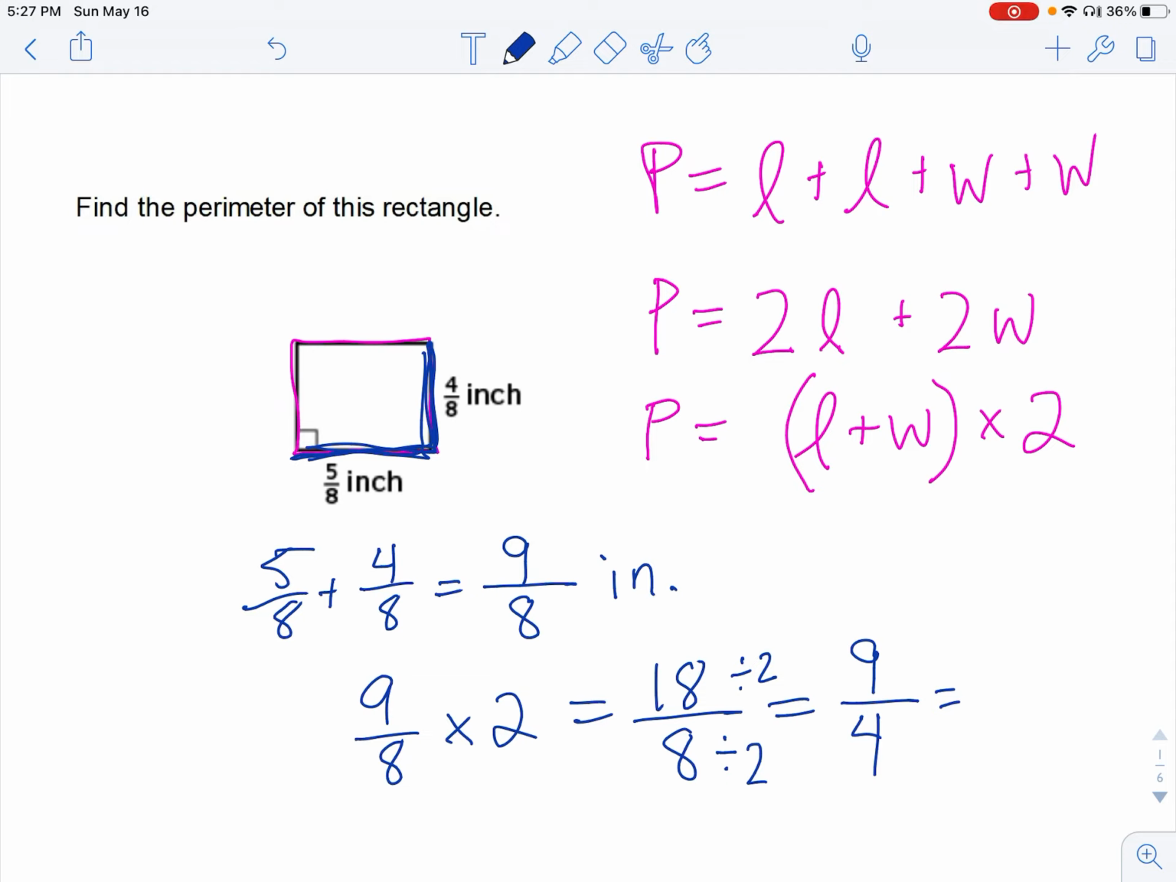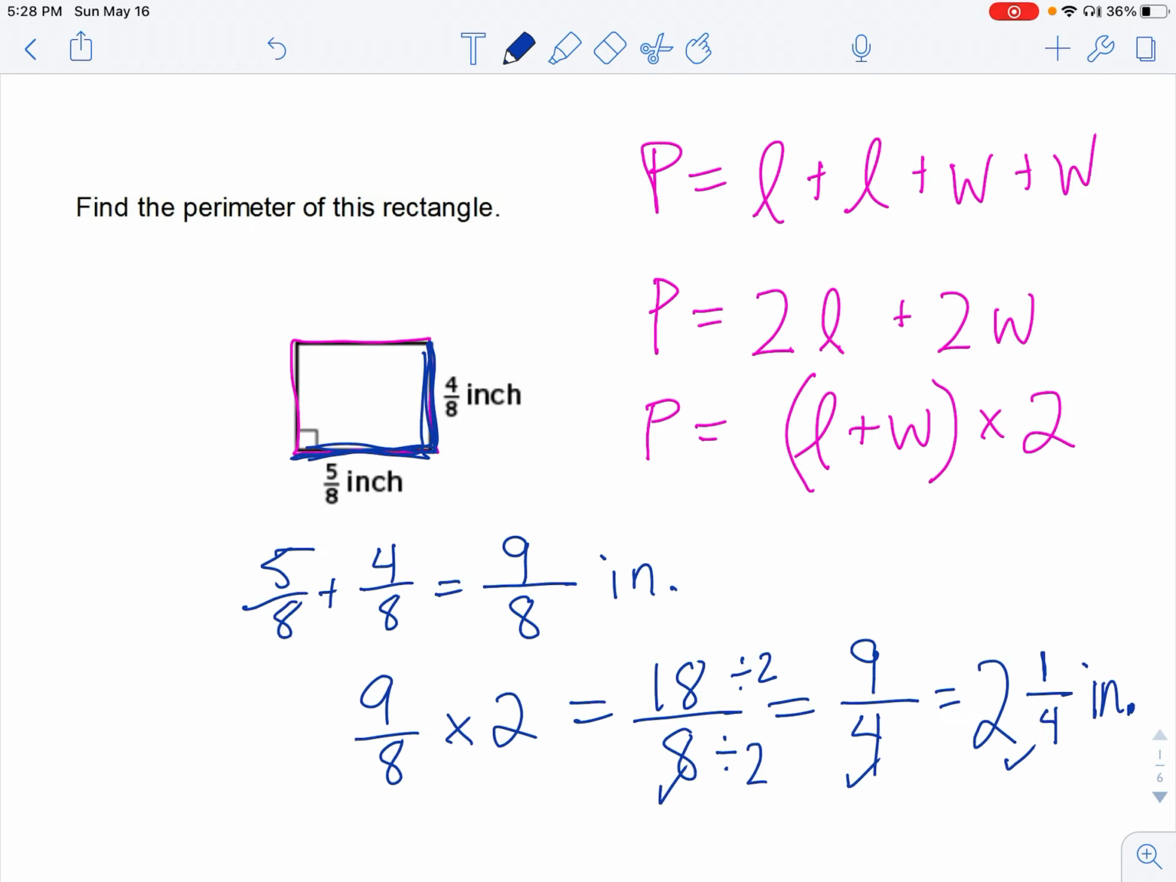Or I could convert that to a mixed number. Do you know what that would be? 4 goes into 9 2 whole times with 1/4 left over. So all of these, 18/8, 9/4, 2 and 1/4, are all acceptable answers as long as you include your units, which, if I just summed up all my inches, my units are still inches.